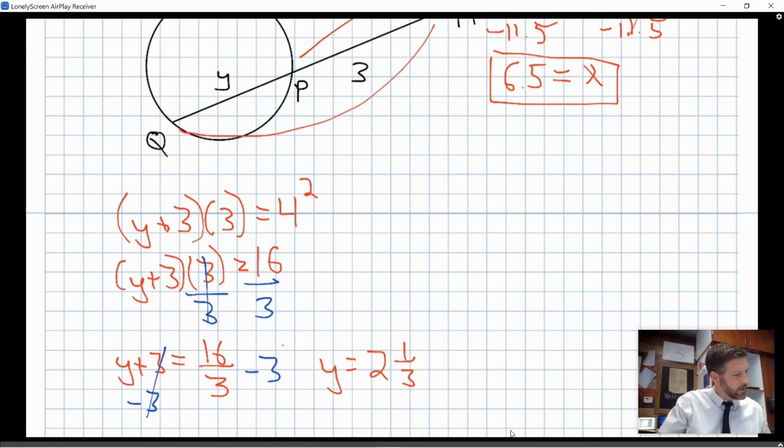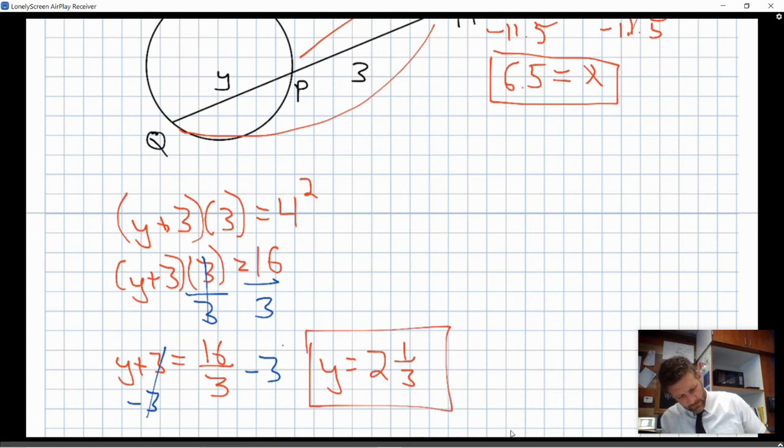Let's see, do we have to find anything else? No, just find the variable. So there we go. 2 1/3, also known as 7/3. Any of those things work. Don't be afraid of fractions. You can do it. All right, so those are the chord product theorem, secant product theorem, and the secant tangent product theorem. Praise the Lord. We'll see you in class. We'll have a good time.